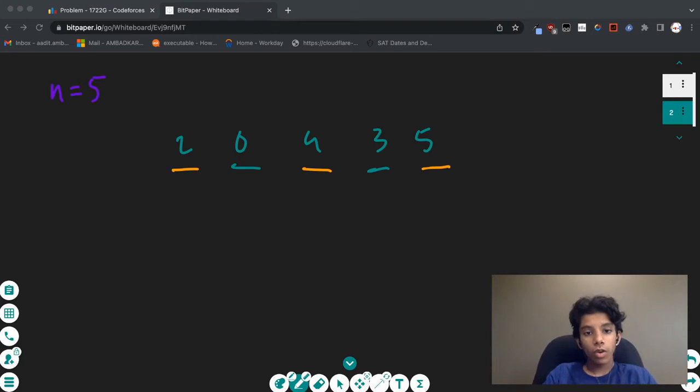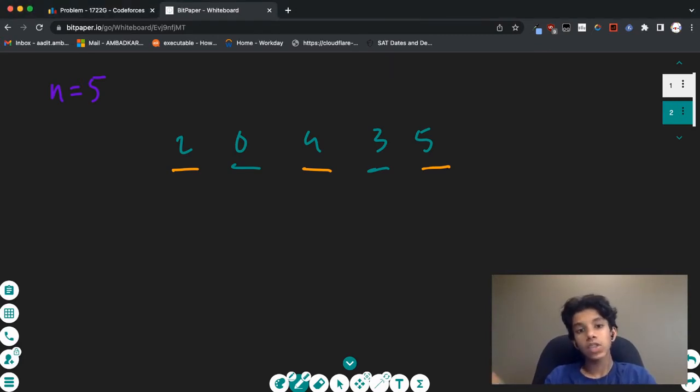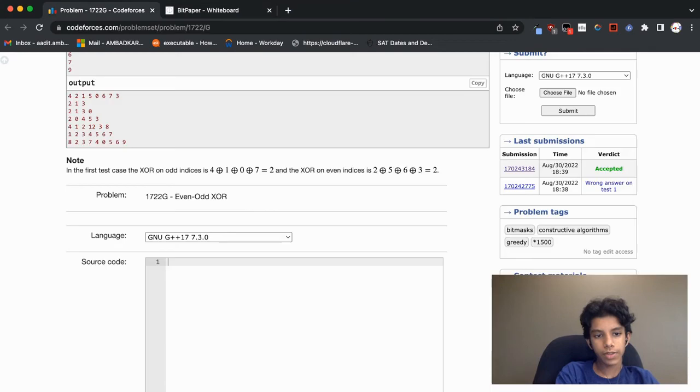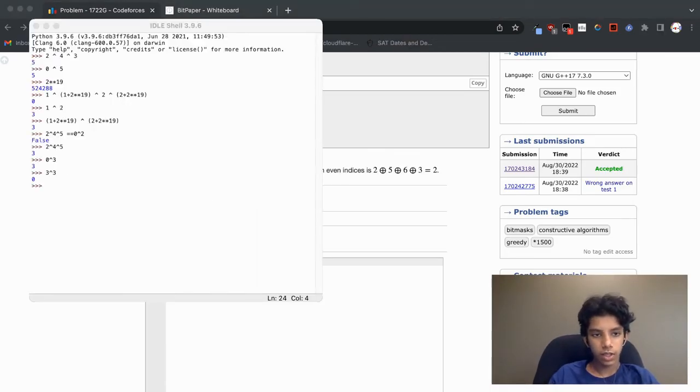But when I XOR all of them together, it's the same as XORing 2, 4, 5, and then XORing 0, 3, and then XORing the results together. So that's going to be 3 XOR 3, which is 0. Let's test it out for some other ones. Oh, and you couldn't see the IDE that entire time. Oops, so let me just show it here: 2 XOR 4 XOR 5, 0 XOR 3, and 3 XOR 3.